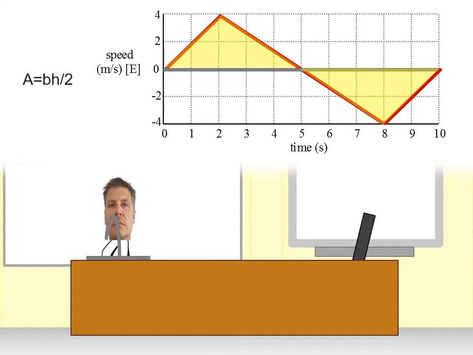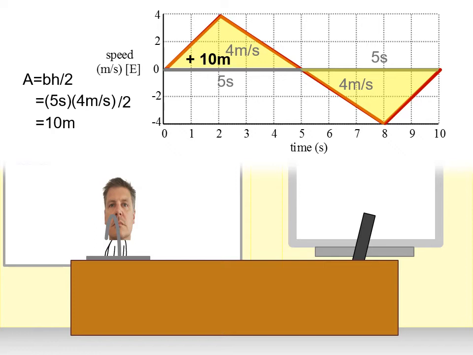Now, we said the area of a triangle is base times height divided by 2, in which case both these triangles coincidentally happen to have a base of 5 seconds. They also both have a height of 4 meters per second. So 5 multiplied by 4 is 20, divided by 2, the area of each of these triangles is 10 meters. But the triangle on the left is above 0, so it's plus 10 meters, and the triangle on the right is below 0, so it's minus 10 meters.